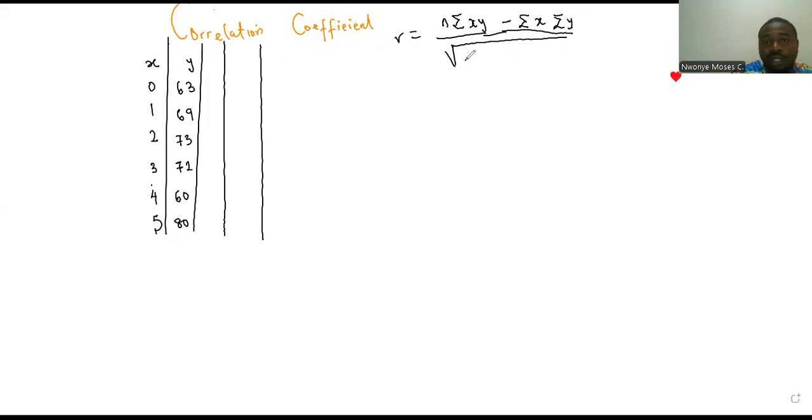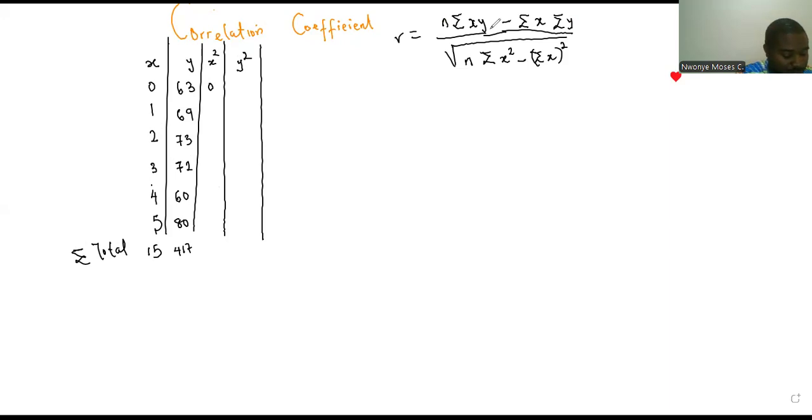Then the square root of N times the summation of X squared, minus the summation of X, then you square it. So I'm going to sum X here. The total is always the sum. So here, this should be 15. Then for Y, this should be 417. Then this one is just squared, and you're going to have Y squared.